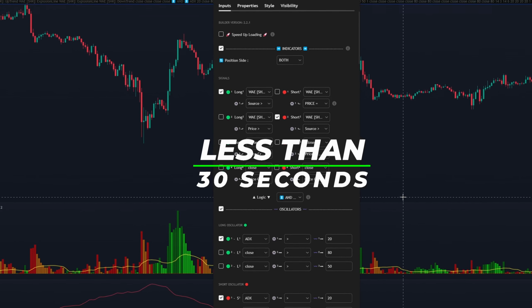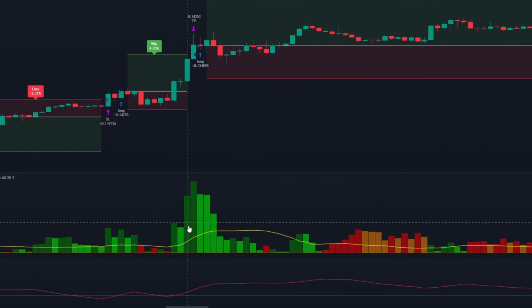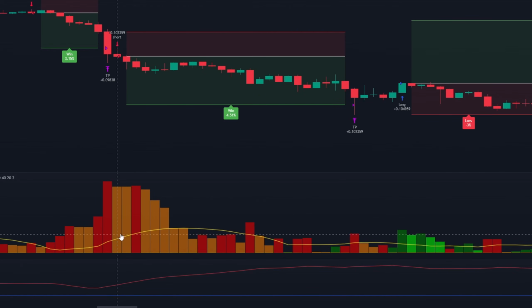Let's check how the entry signals are generated. Of course, we still need to set the exit rules, but we will do that in a second. Here we have a long signal, because the green histogram bar from the Waddah Attar is greater than the explosion line, and the ADX is above our threshold line, which is the 20 level. While for a short position, we have the downtrend histogram bar that is above the explosion line, and the ADX is above the threshold level.